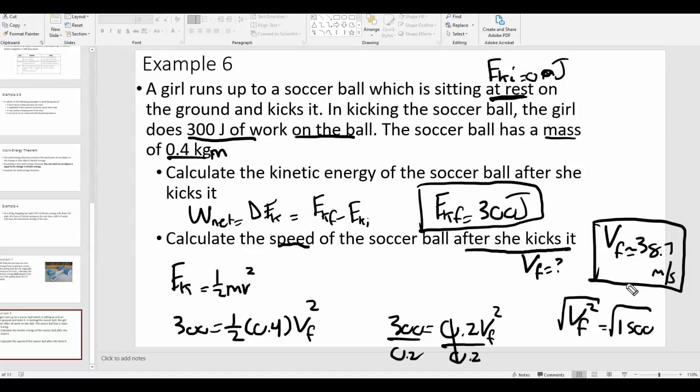Okay, so we have done 3 examples with the work energy theorem. Make sure you have all 3 examples in your notes. That would be really helpful as you're doing the practice assignment over the work energy theorem in Canvas. Okay, so as always, please let me know if you have any questions, and I'll see you guys in the next video.